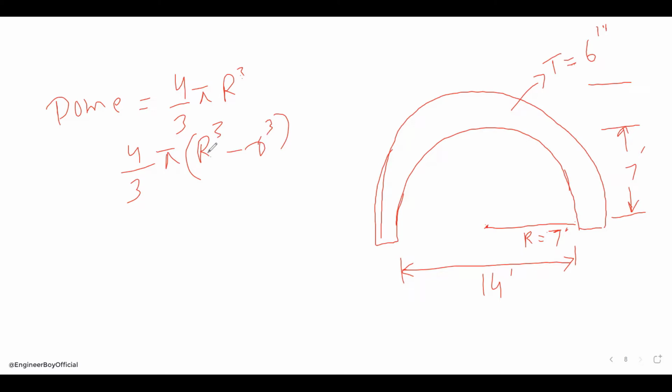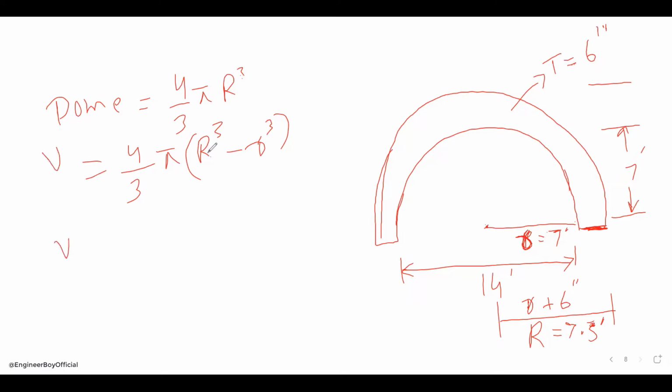Now, let's say this is the small one, the internal one, and for the external one, I'm going to say this is capital R, and that can be the small r plus the thickness, which is 6 inches. So it means the capital R is now 7.5 feet because we have added 6 inches over there. Okay, so let's just do it.